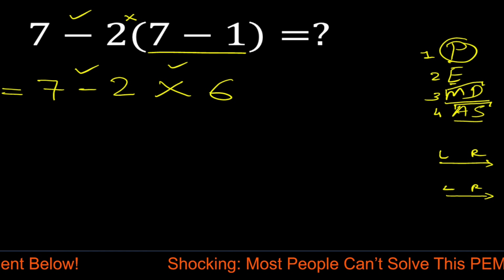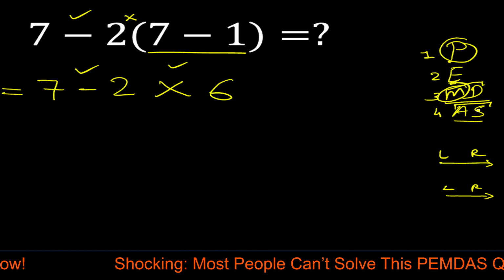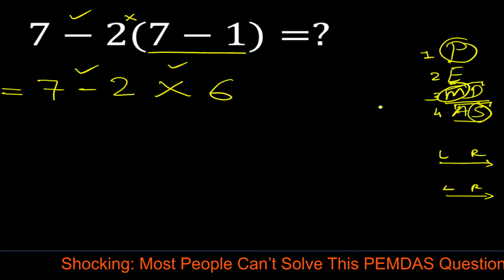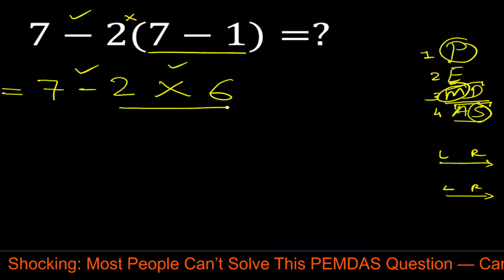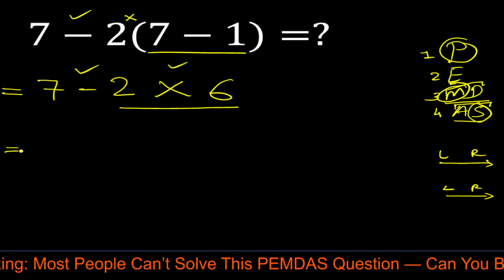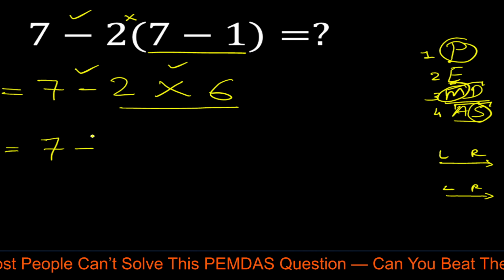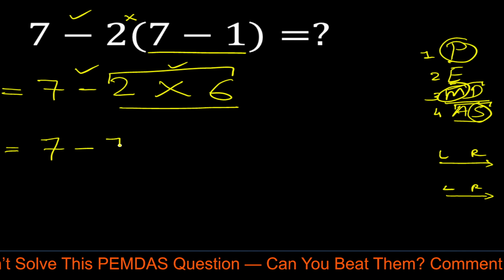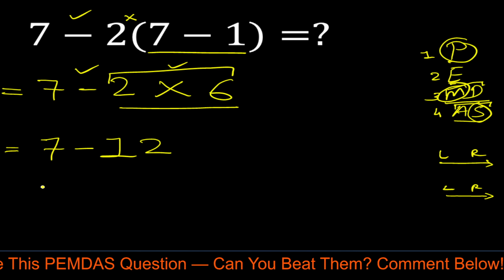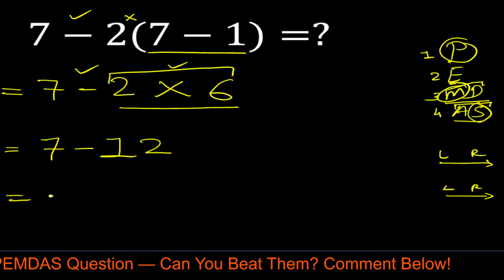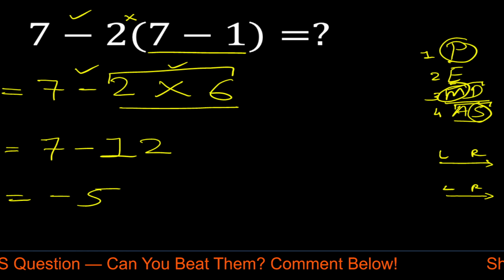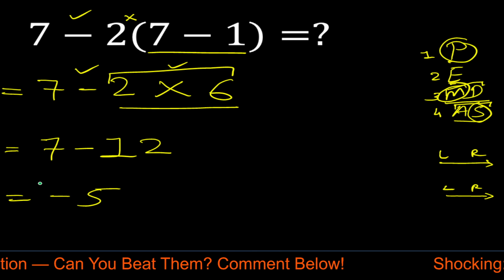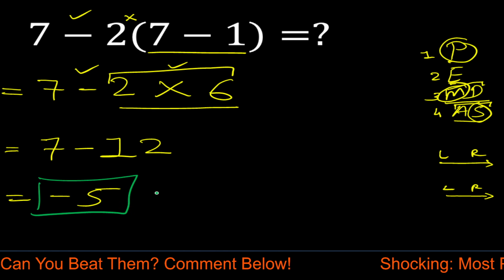So according to PEMDAS rule, first we have to solve multiplication, then we have to solve subtraction, right? So first we have to solve this multiplication. So now 7 minus, now solve this multiplication, 2 times 6 is equal to 12. So 7 minus 12 is equal to minus 5, right? So the correct answer is minus 5, right?